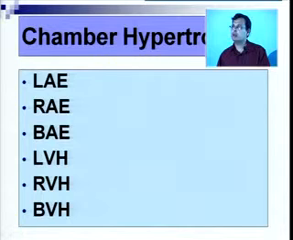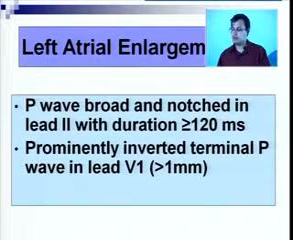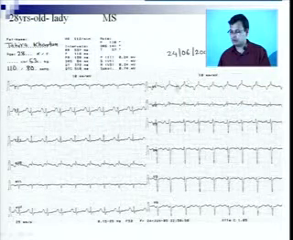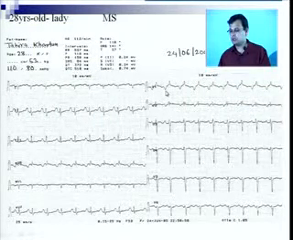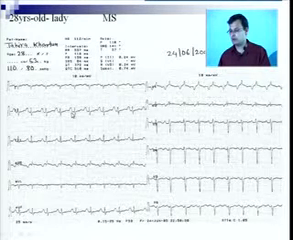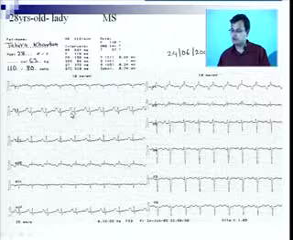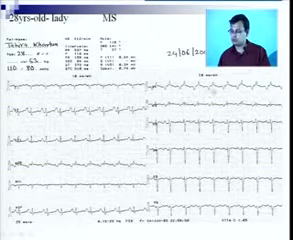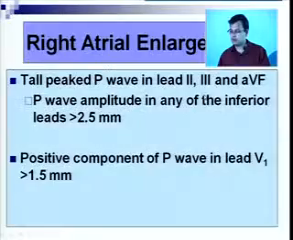Chamber hypertrophy. I will quickly go through the chamber hypertrophy. Left atrial enlargement is said to be present if the P wave is very broad and notched and the width is more than 120 milliseconds, and the terminal portion of the P wave is inverted in V1. Here you can see there is terminal inversion of the P wave in V1, and there are broad P waves in lead 2, an example of mitral stenosis where you get this kind of enlargement.